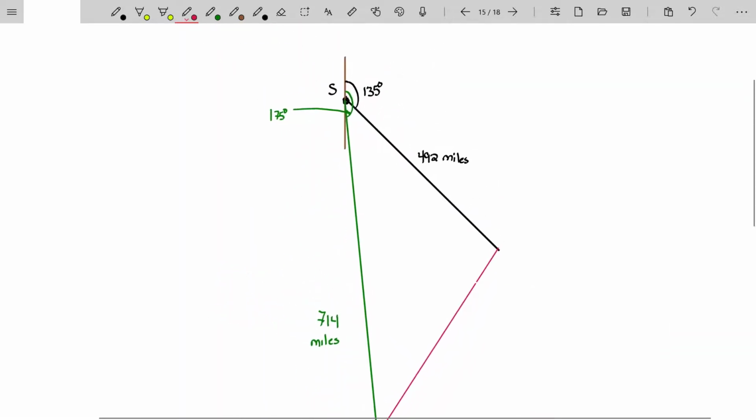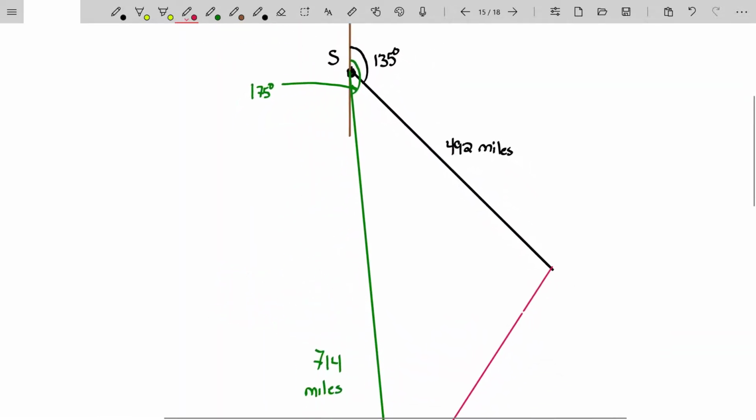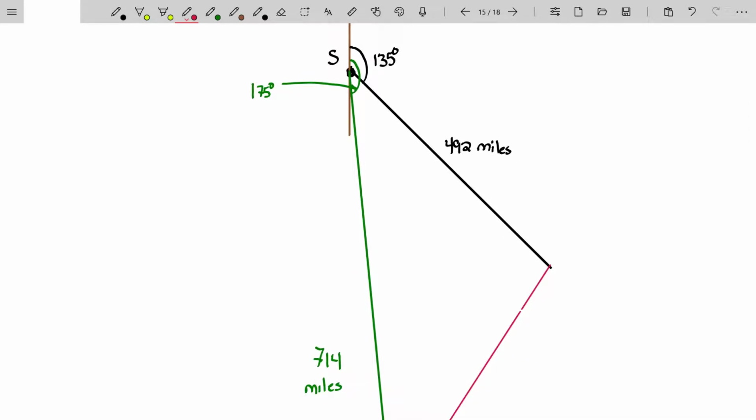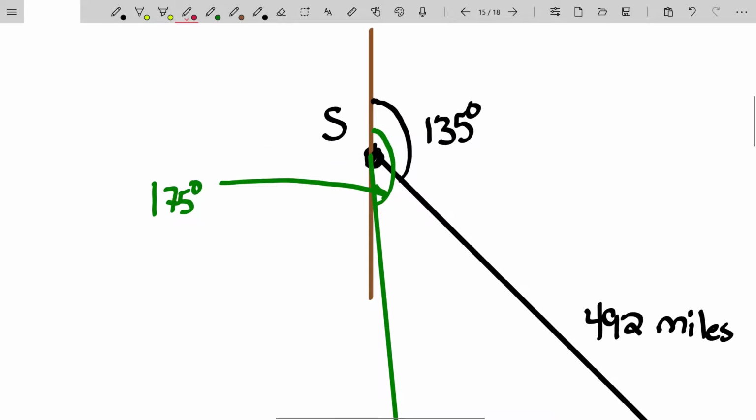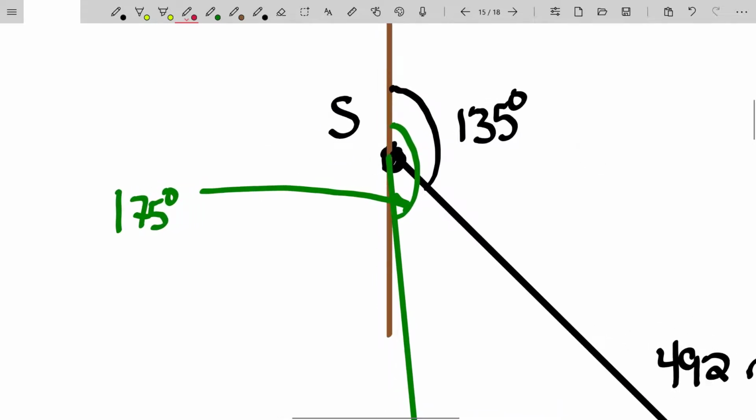All right, we have two side lengths there. We need just one more piece of information. Luckily, in this problem, the missing angle between those two side lengths is pretty easy to find. This angle right here is 175 minus 135. So that's 40 degrees. And now we're just ready to go. So this is a pretty fast problem.